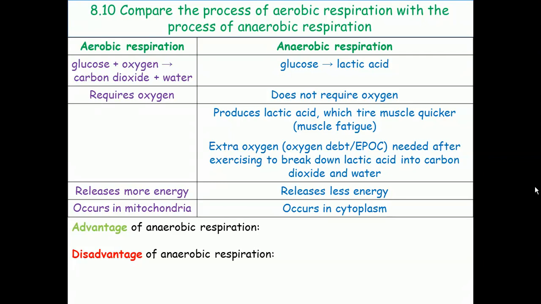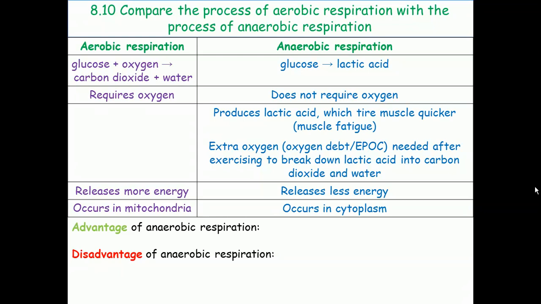So what are the differences? You can see here, in aerobic respiration, glucose reacts with oxygen to produce carbon dioxide and water. In anaerobic respiration, we only have glucose as a reactant, there's no oxygen, and the product is different as well. Although both release energy, in anaerobic respiration the product produced is lactic acid, whereas in aerobic respiration it is carbon dioxide and water.